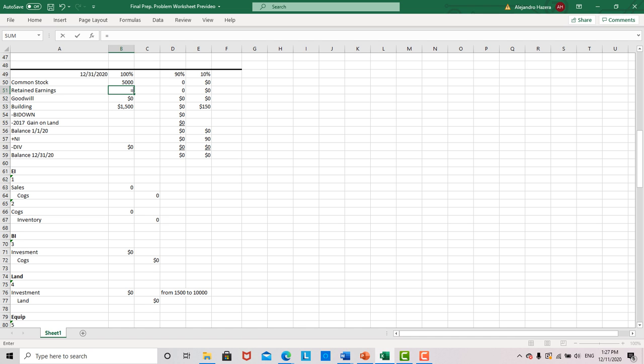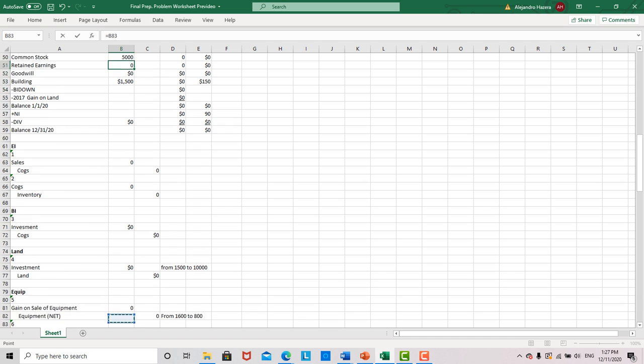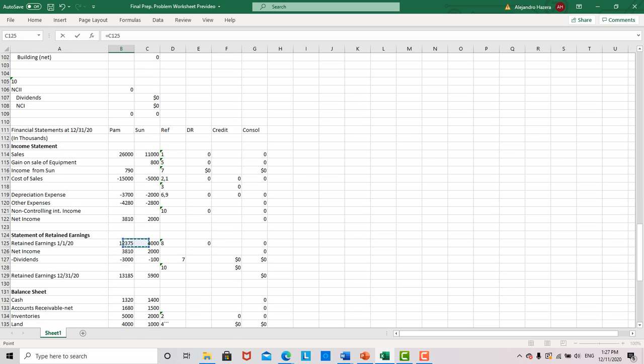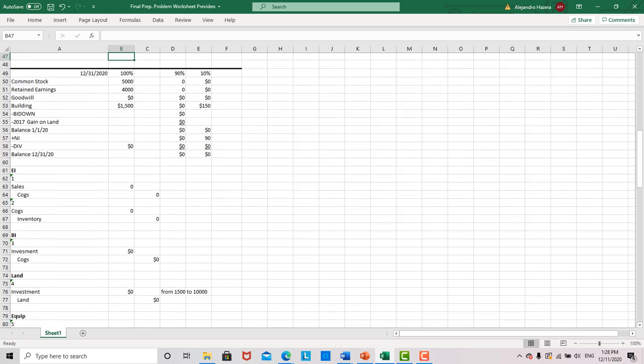Now the retained earnings, don't take the retained earnings from the Texas problem because those are 5 years ago. Take the retained earnings from this year's statement of retained earnings. Those are $4,000.